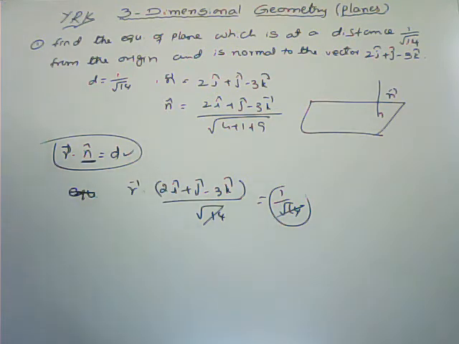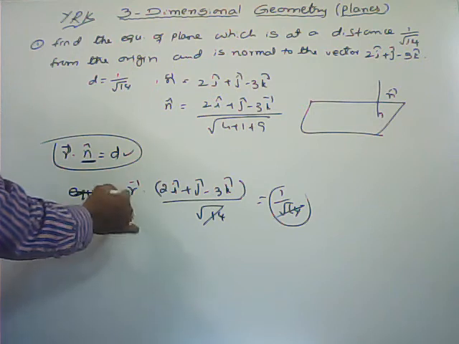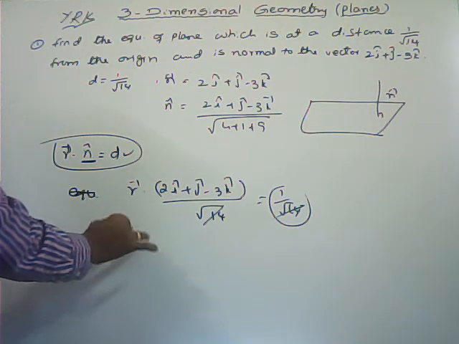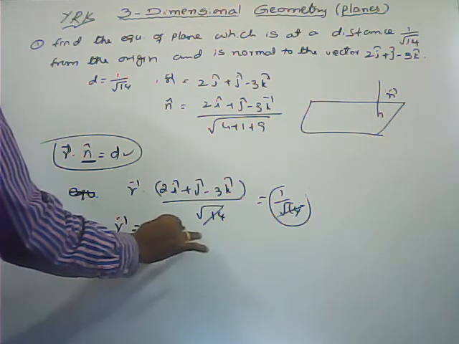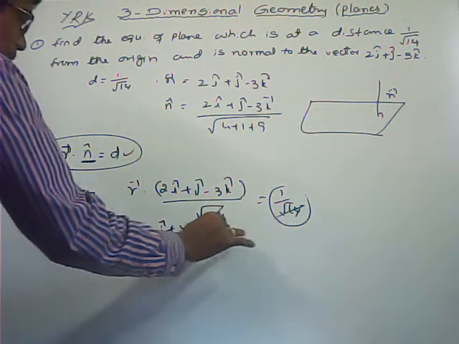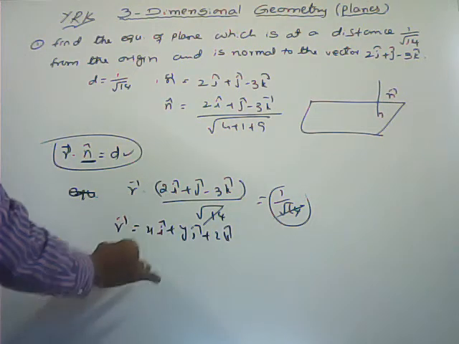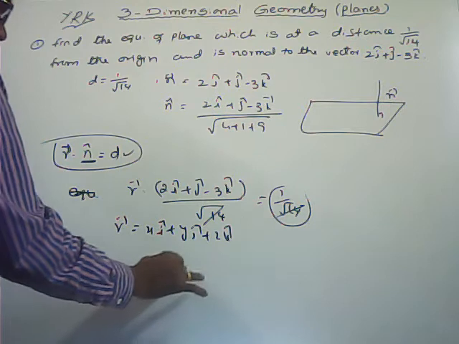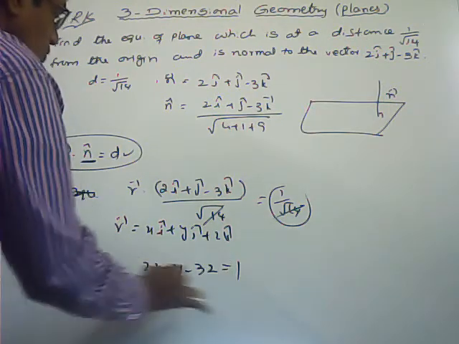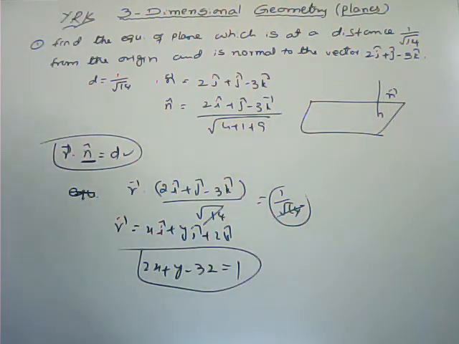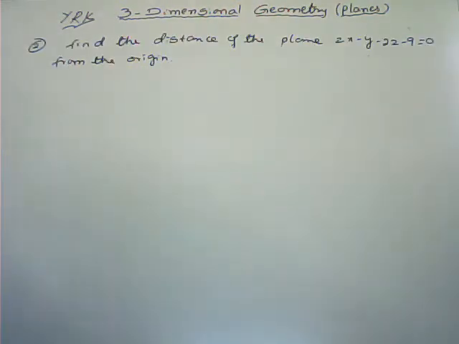To convert into the Cartesian form, here you can take r bar equals x i cap plus y j cap plus z k cap. Now what is the dot product of these two? 2x plus y minus 3z equals 1. This is the equation of the plane in the Cartesian form, where 2, 1, minus 3 are the normal DRs of that plane.